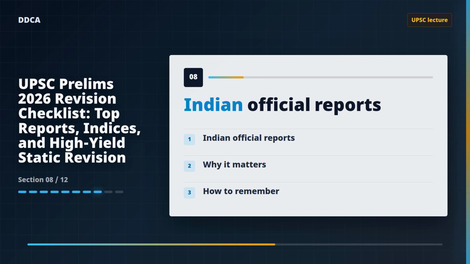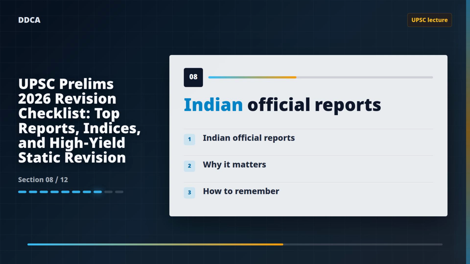The important thing is not to memorize every report name separately. The important thing is to know the institution and its role. RBI is connected with money, banking, inflation, and financial stability. MOSPI is connected with statistics and economic data. Niti Aayog is connected with policy and development.